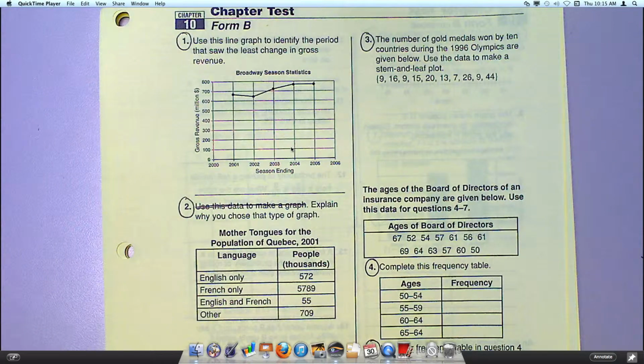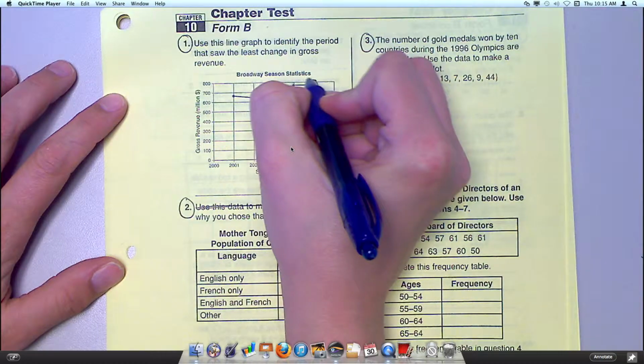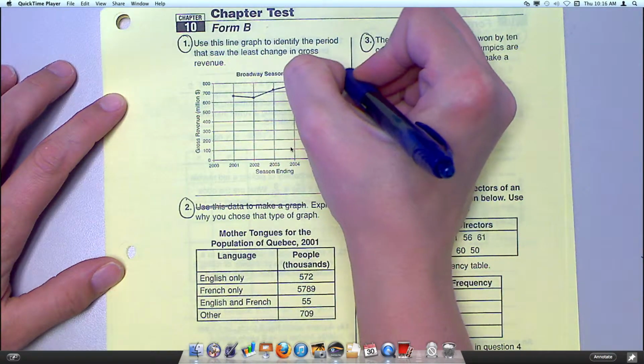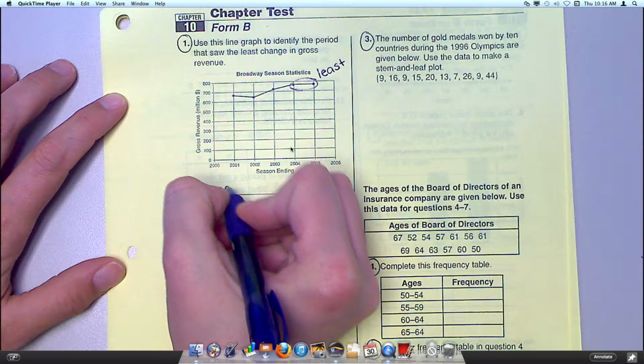The least change would probably be the flattest area. Do you agree? What do you think looks the flattest? I would say this right here looks like the least change. So the official answer would be 2004, 2005.